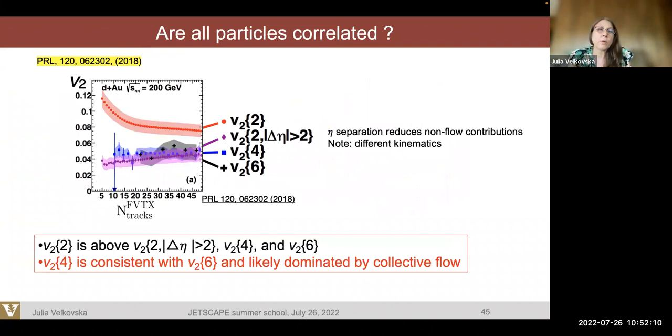At RHIC, we also measured multi-particle correlations, again, with the idea that if you're looking at a system which is truly collective, you would find not only two-particle correlations or correlations with respect to some kind of event plane, but also multi-particle correlations. And these are the measurements in d-gold collisions as a function of multiplicity, in a particular region in the detector. And similar to the LHC measurement, you see that the 4 and 6 particle cumulants agree.